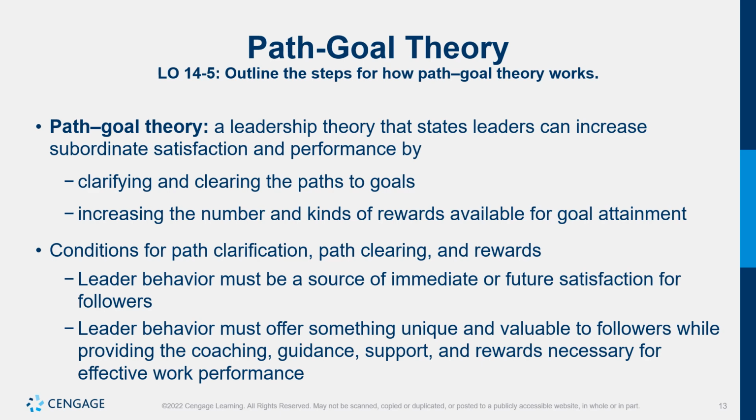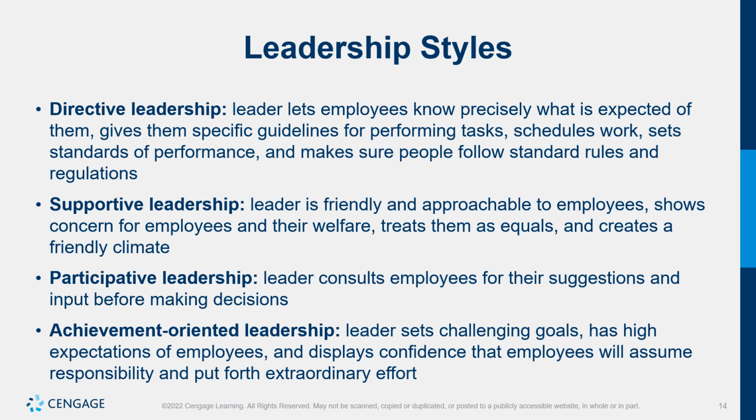Path-goal theory assumes that leaders can change and adapt their leadership styles. The path-goal theory has four leadership styles: directive, supportive, participative, and achievement-oriented.